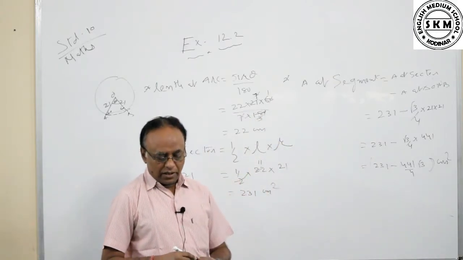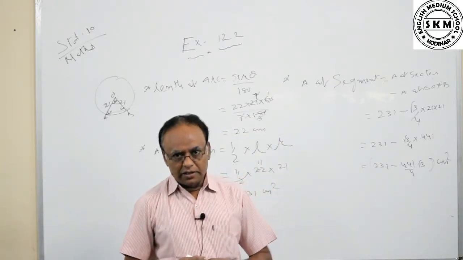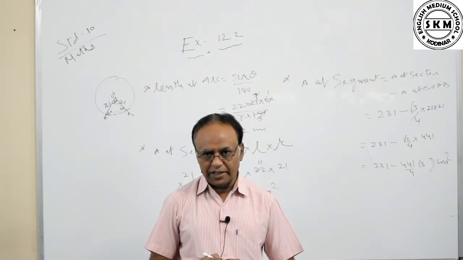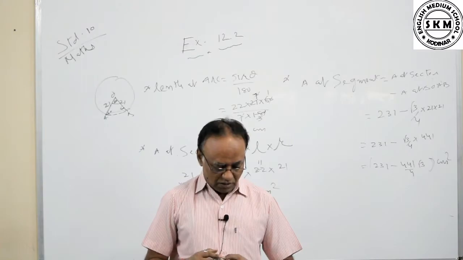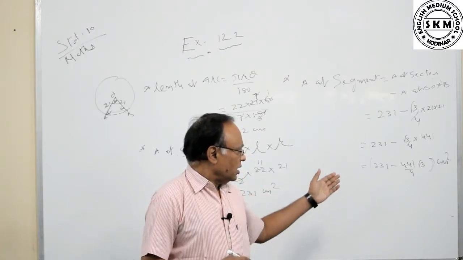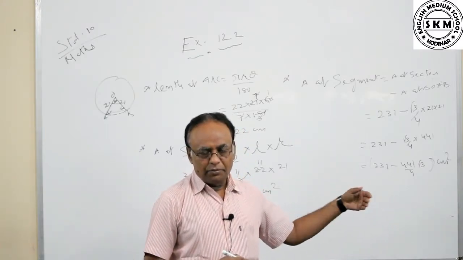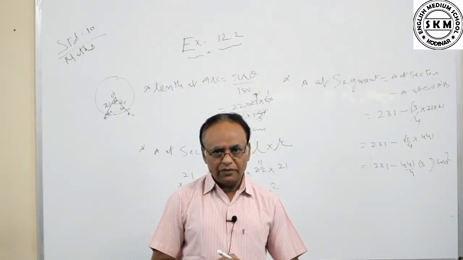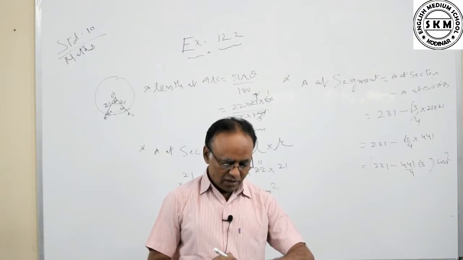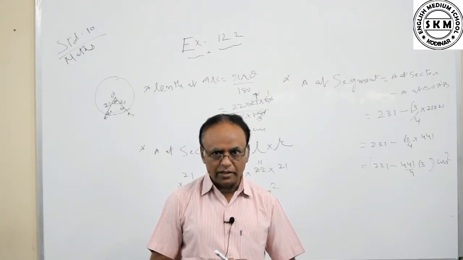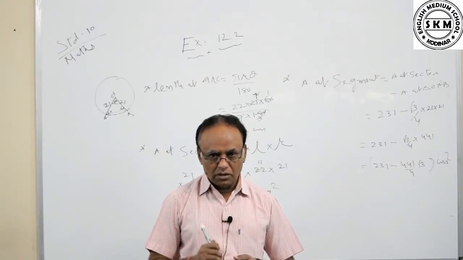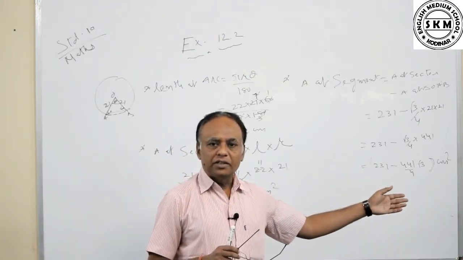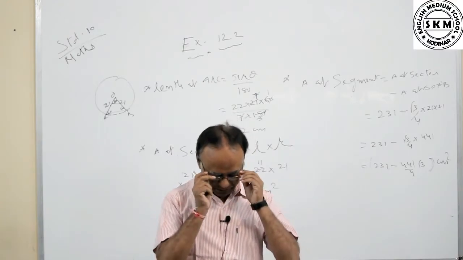Now here there is the root 3 value, which is approximately 1.73. If you want more simplification, substitute the root 3 value as 1.73 and simplify.